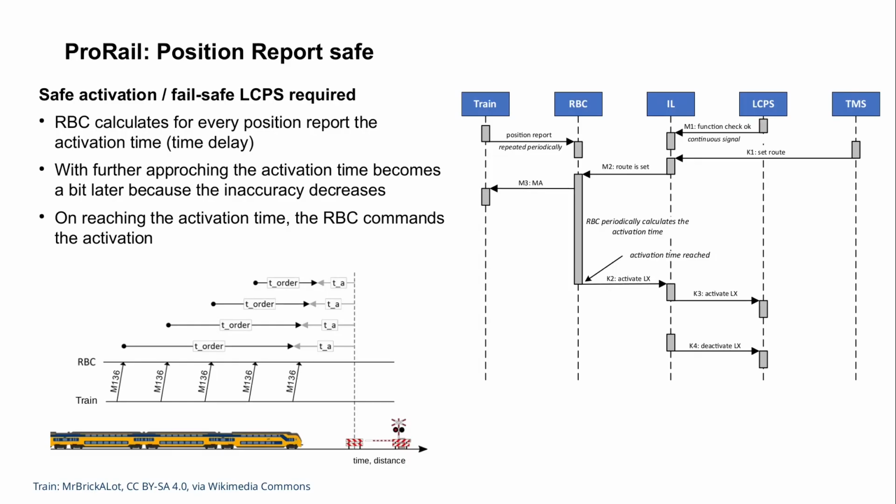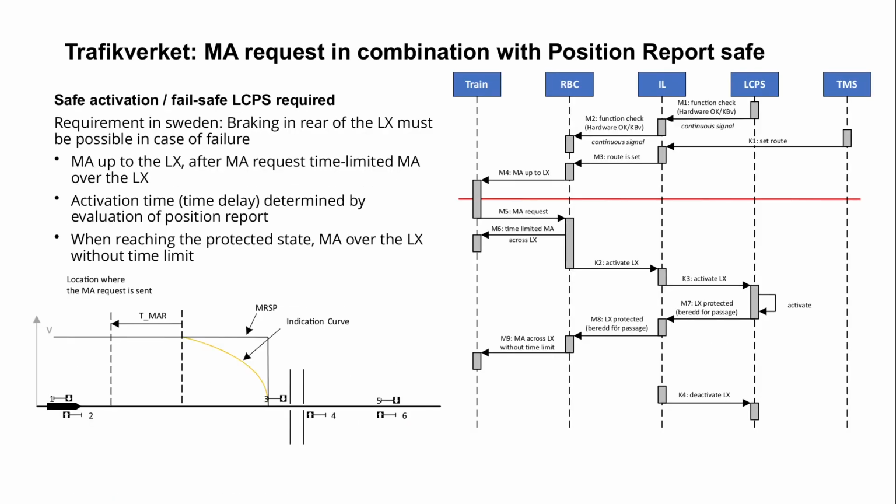The interlocking detects by the track vacancy detection system that the train has passed the level crossing and commands the LCPS to deactivate. For activation of the fail-safe LCPSs, Verket also uses the position report, but not periodically as ProRail does. Instead, an MA request is triggered in rear of the level crossing, and the position report sent along is used to calculate the delay time to activation.